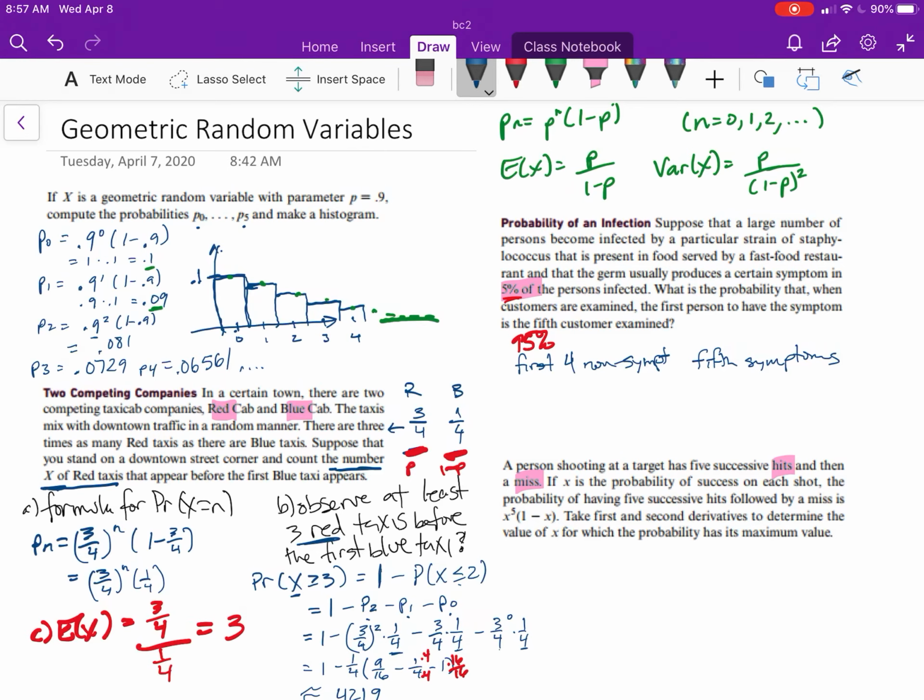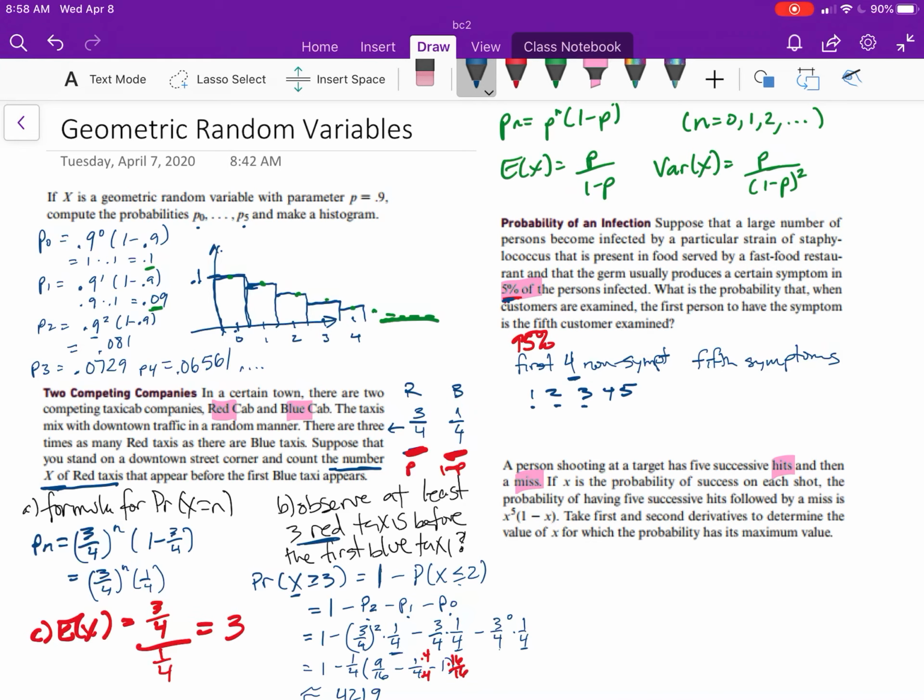So if I observe these at random, just because the first person is non-symptomatic wouldn't mean anything for the rest, right? Person 1, 2, 3, 4, 5. This person has no bearing on the second person. The second person has no bearing on the third. These are all called independent events. It's an equal probability that with this 5% they are infected or not.